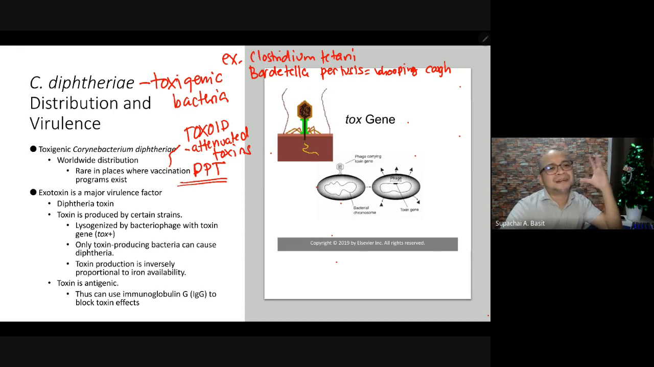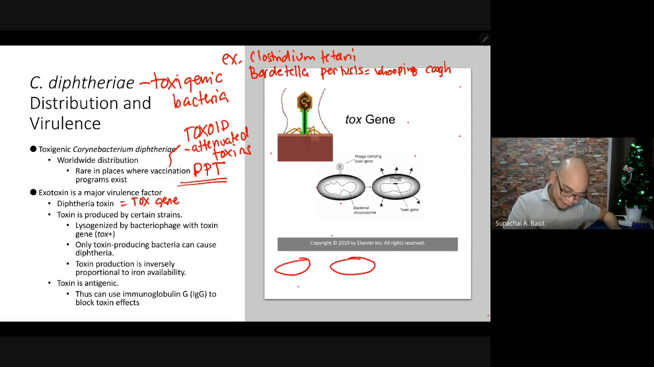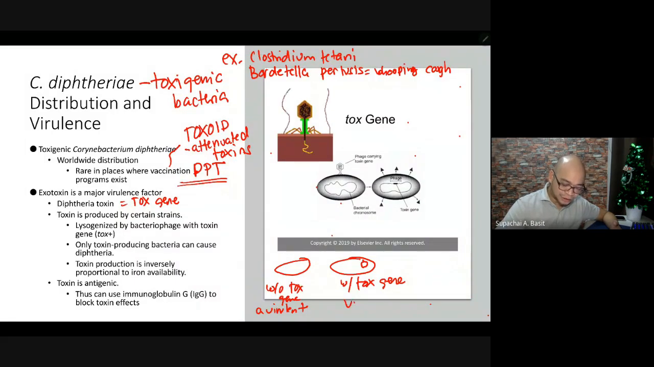So what makes Corynebacterium diphtheriae virulent? It is because of the presence of the diphtheria toxin. And the reason why the organisms can produce diphtheria toxin is the presence of the tox gene. So there are two types of Corynebacterium diphtheriae. Those without the tox gene are considered avirulent. But those with the tox gene, we consider them to be virulent Corynebacterium.